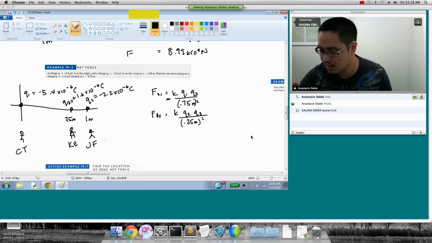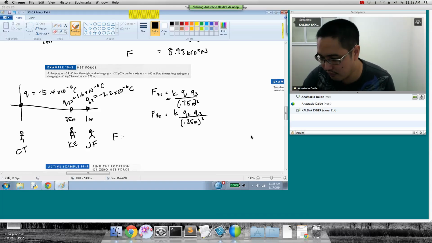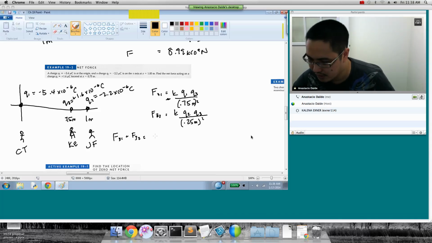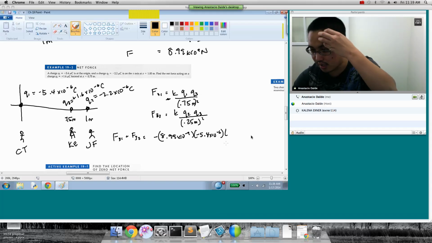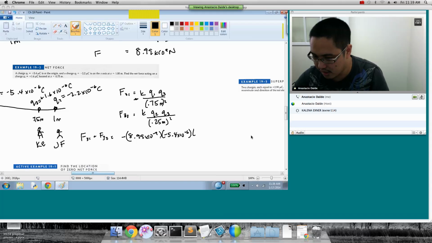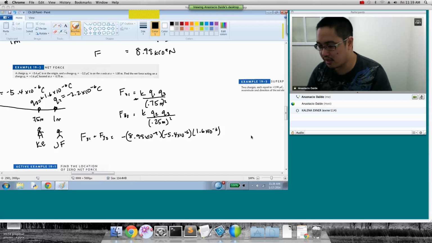Yeah. All right. So let's calculate this out. What is F31 plus F32? That is 8.99 times 10 to the 9, times Q1, which is negative 5.4 times 10 to the negative 6. I'm not going to put units because I know the units will work out, and I'm going to assume that you guys know that too. Q3 was 1.6 times 10 to the negative 6.